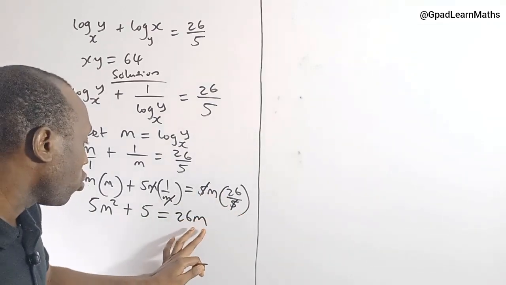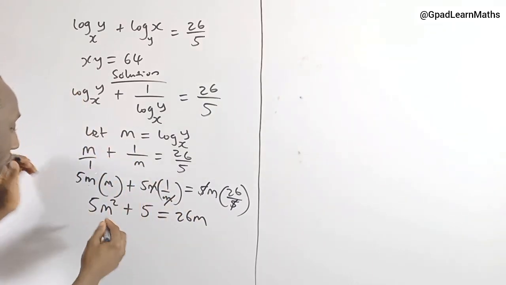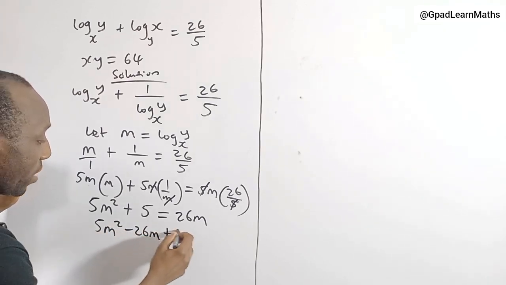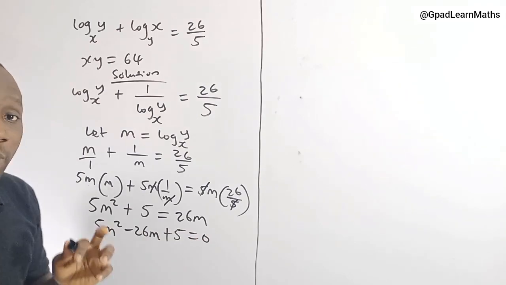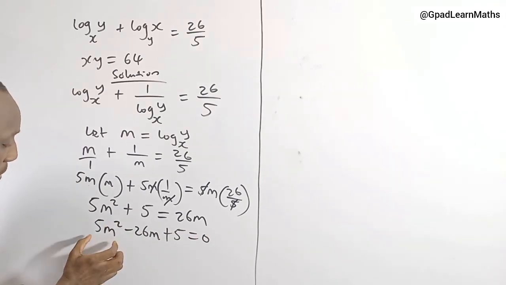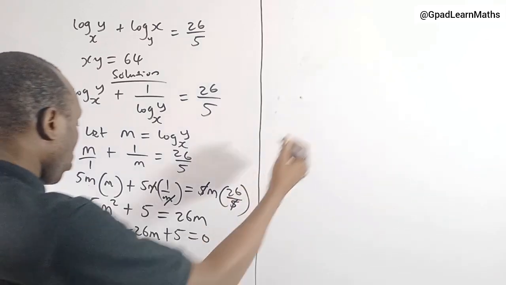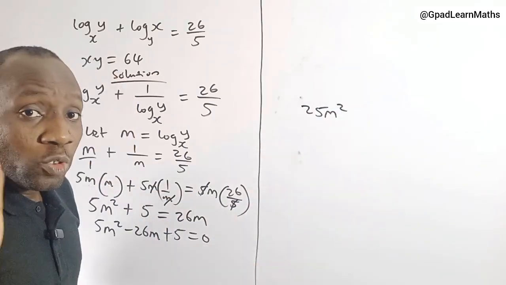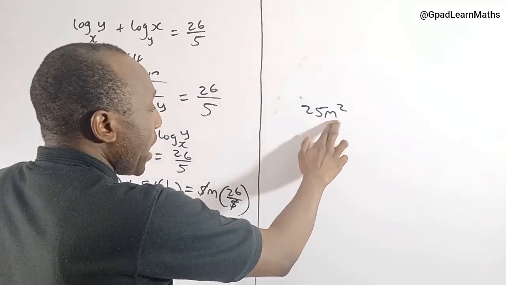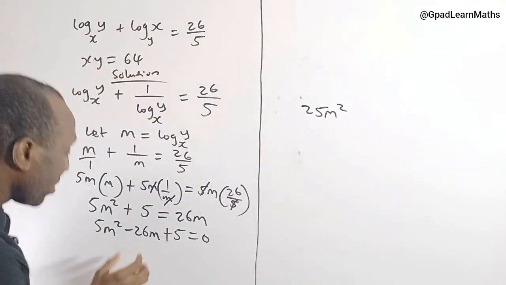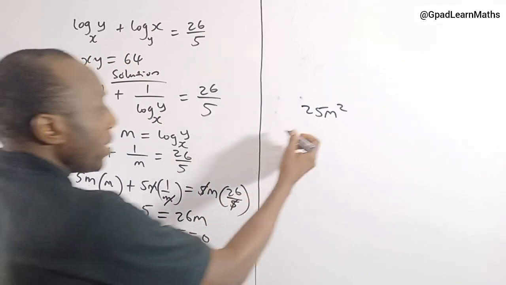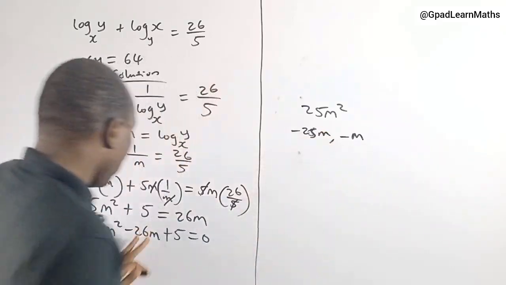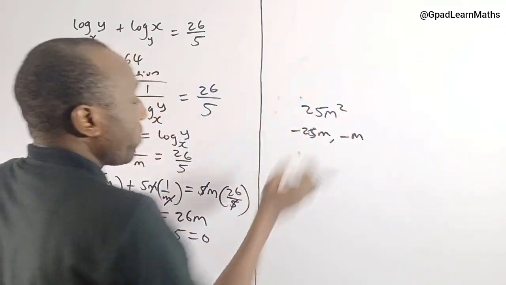Next thing is to transpose 26m to the left-hand side. I'm going to have 5m squared minus 26m plus 5 is equal to 0. Now we have a quadratic equation. I'm going to multiply 5m squared and 5, which is 25m squared. So we'll think of two factors that when we multiply, we get 25m squared, but when we add, we get negative 26m. Easy: minus 25m and minus m. If you add these two, you get negative 26, and when you multiply, you get 25m squared.